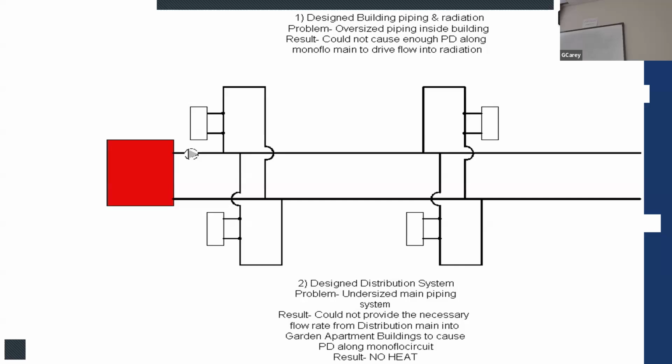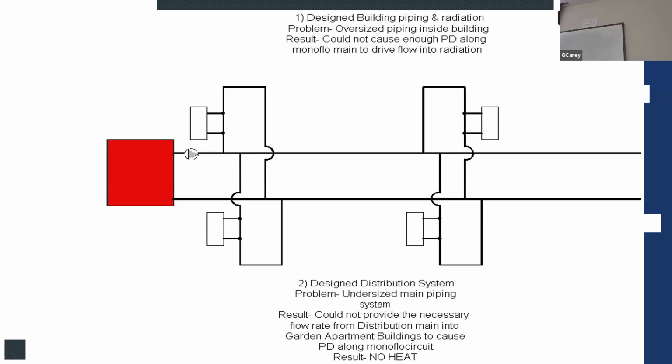The second engineering firm, they were responsible for the boiler plant and then the main distribution. And they made the mistake of undersizing the main. So they have one engineering firm that's providing heat, but the piping is technically a little bit undersized. And then you have a second engineering firm that was responsible for the plumbing, the piping in each building and the radiation, and they were actually oversized. And it was like a perfect storm.